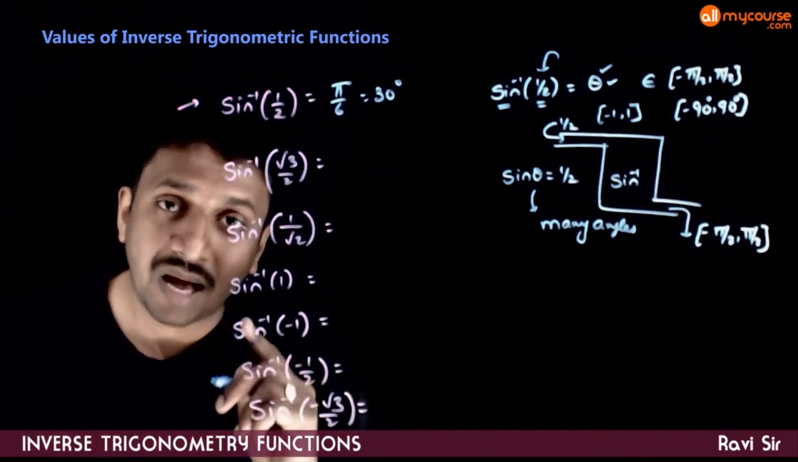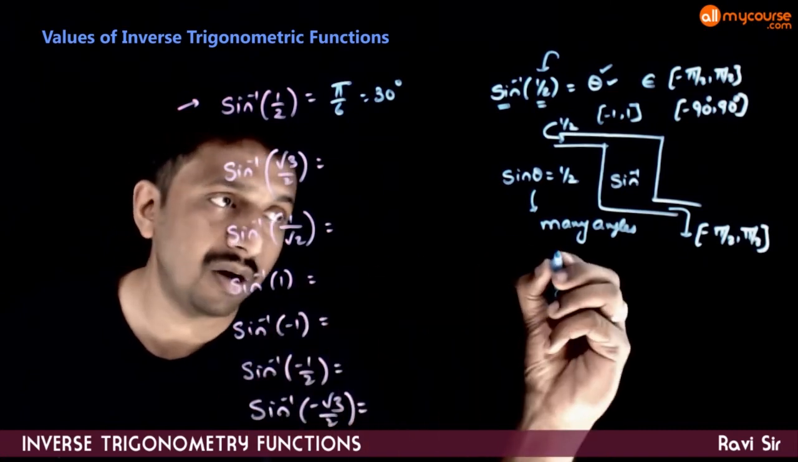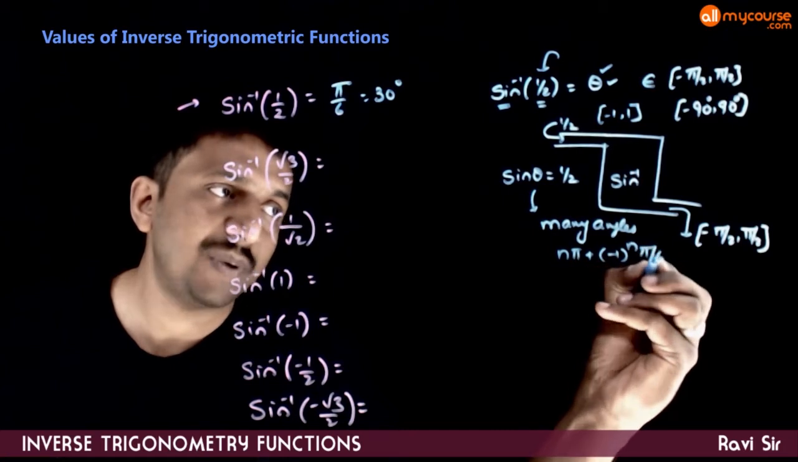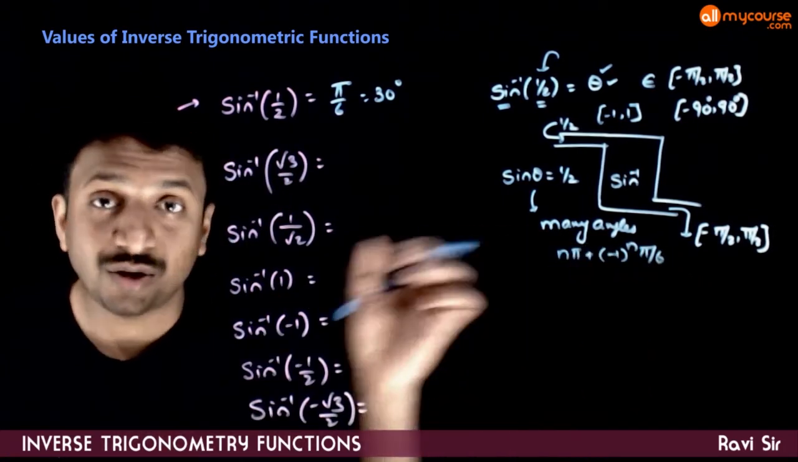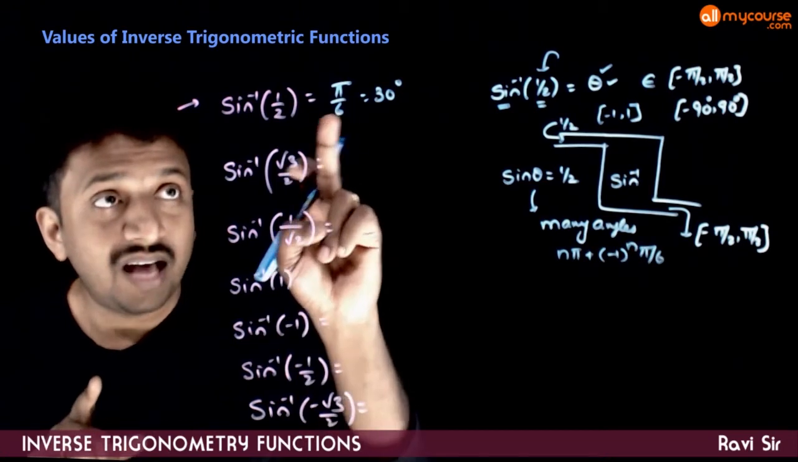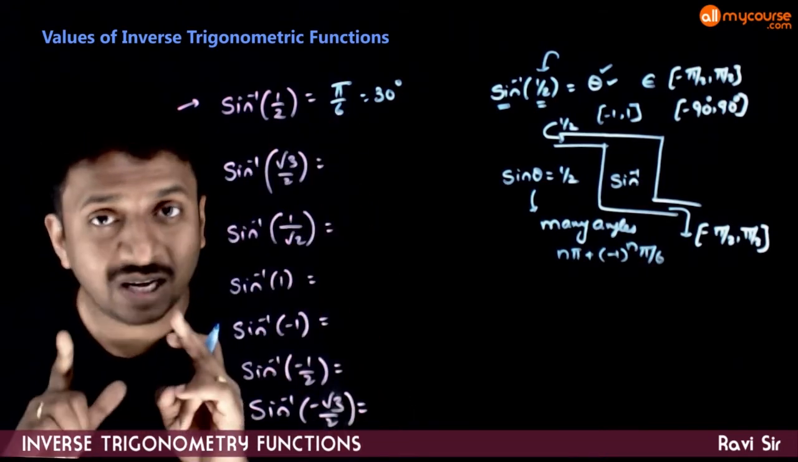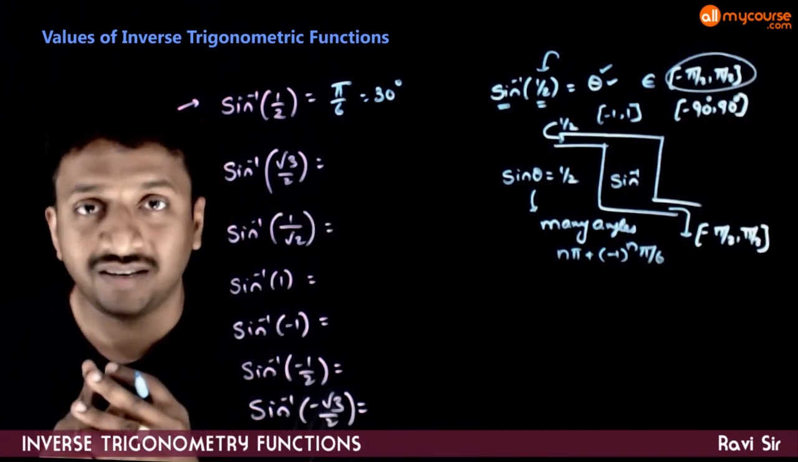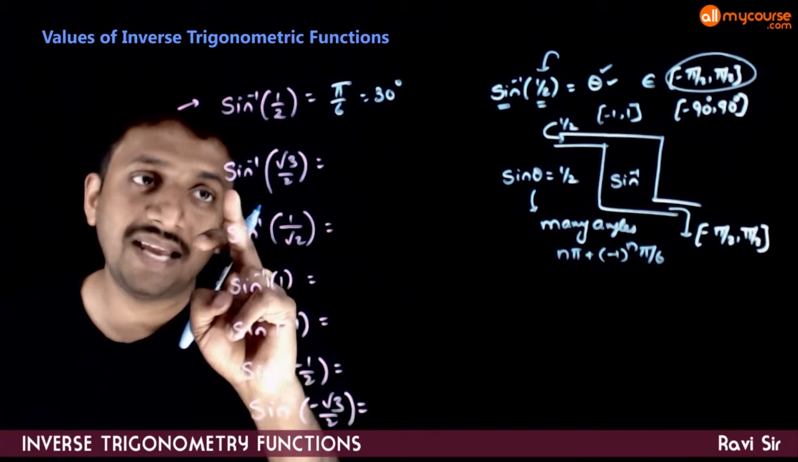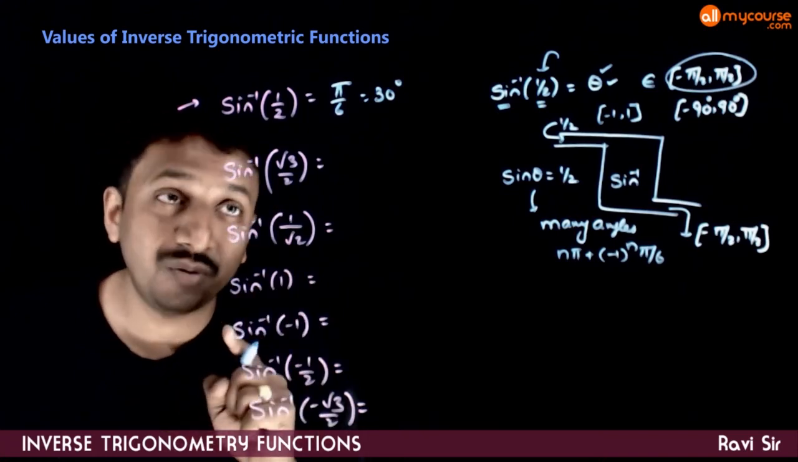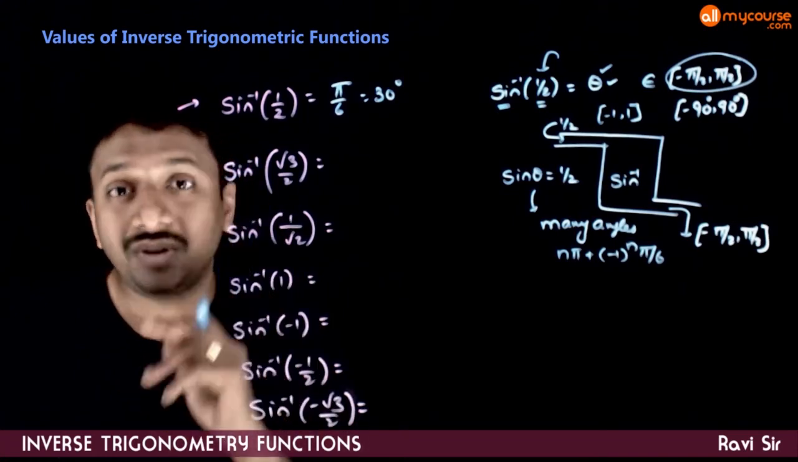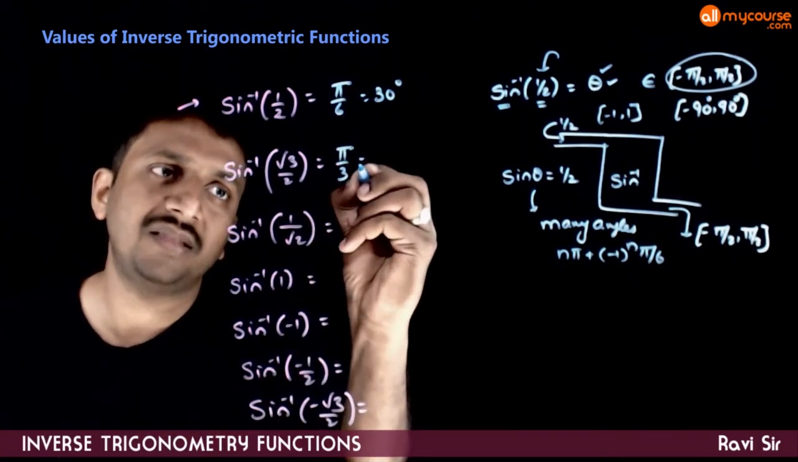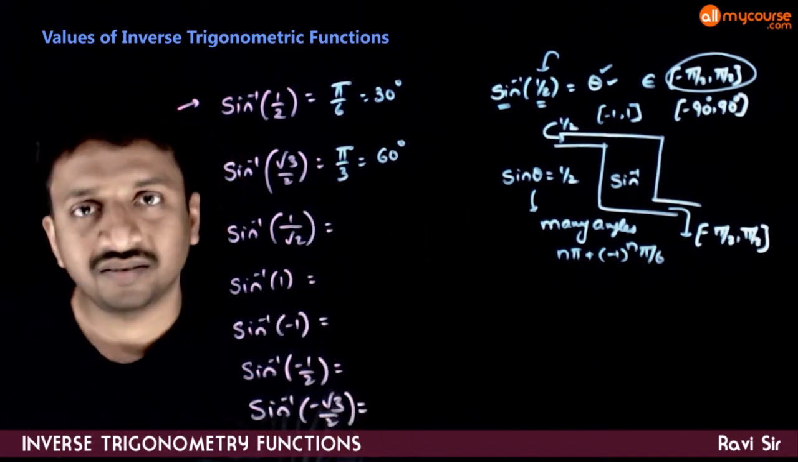Sin theta is equal to half has a general solution of n pi plus minus 1 whole power n times pi by 6. This is a general solution. But the answer that we write here is that particular solution which lies in between minus 90 and plus 90 degrees. So sine inverse of root 3 by 2 corresponds to which angle? Sine is root 3 by 2 corresponds to 60 degrees, right? So the answer will be pi by 3 or 60 degrees.